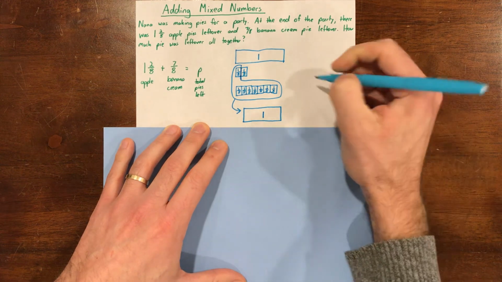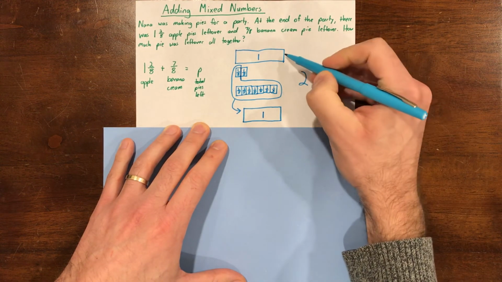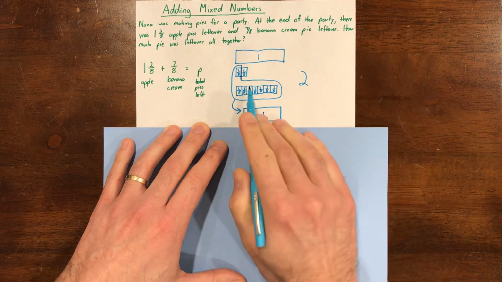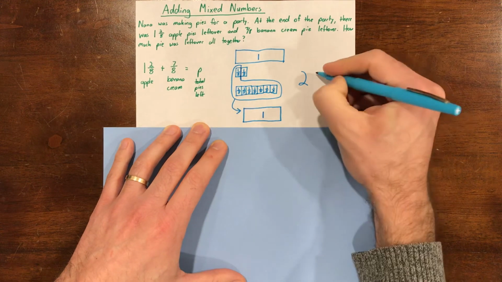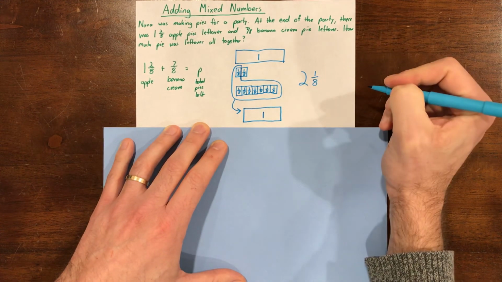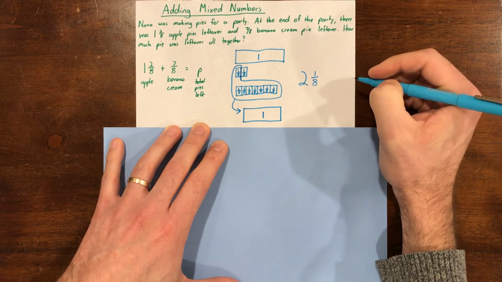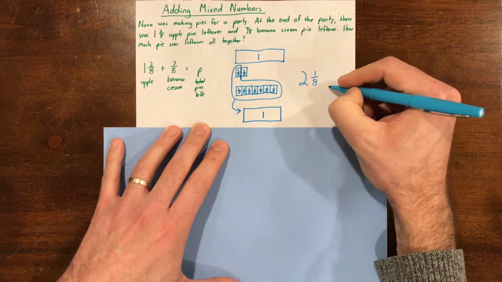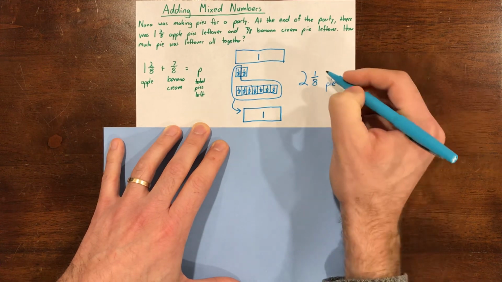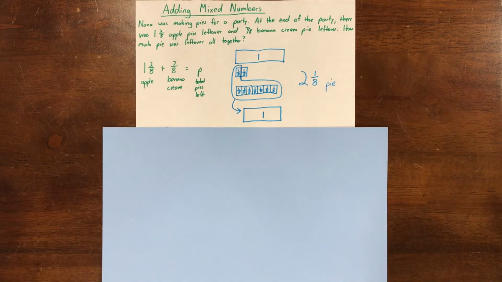Right. Now I've got two wholes, 1, 2, and still this 1/8 piece left over. So we could say that Nana has 2 1/8 pieces of pie, right, left over. Okay, what did I do? What did I just do that allowed me to find this answer as a mixed number? Say it out loud.